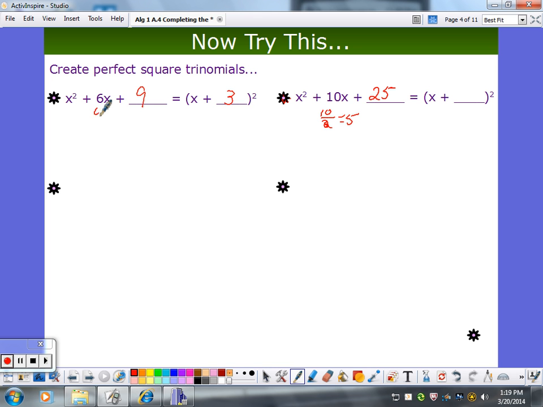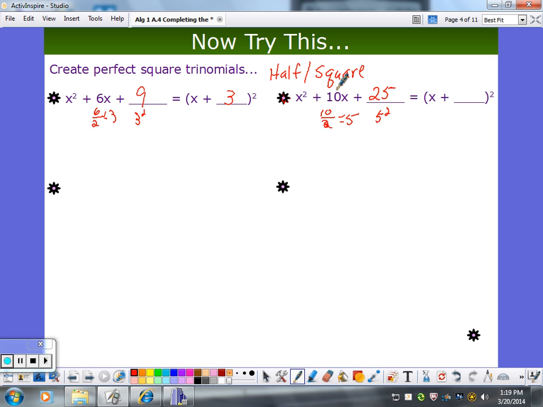You did that here too. You said 6 over 2 is 3. Then what did you do? You squared that number. You half this, and then you square it. Half, and then square. You can remember those two words, half and square. That's what you do to complete the square. You look at this number in here, half it, square it.